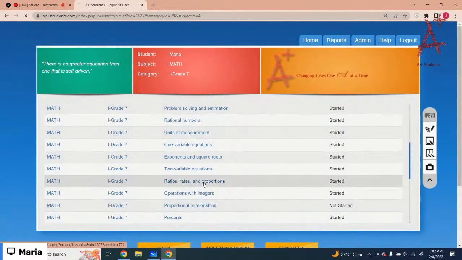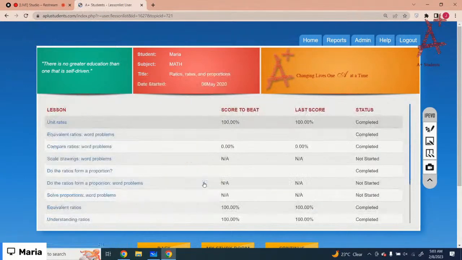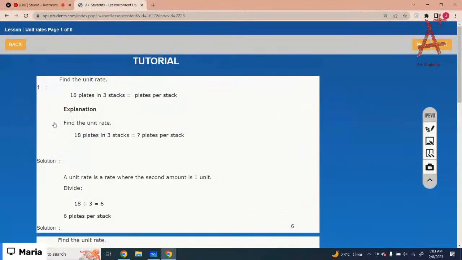Okay, here I am on grade 7 maths. The chapter is ratios, rates and proportions, and we're going to start with the first lesson, that is unit rates. Basically, the unit rate means the price of one thing. Got it?